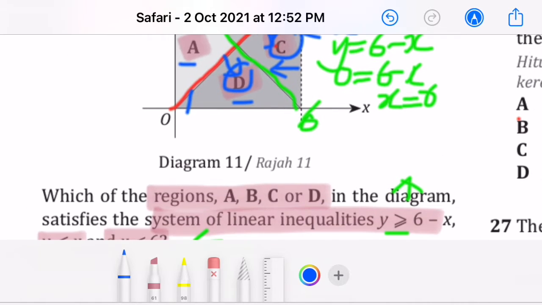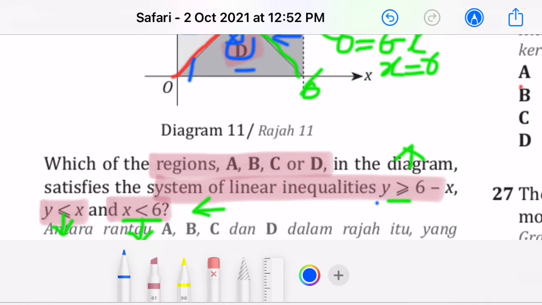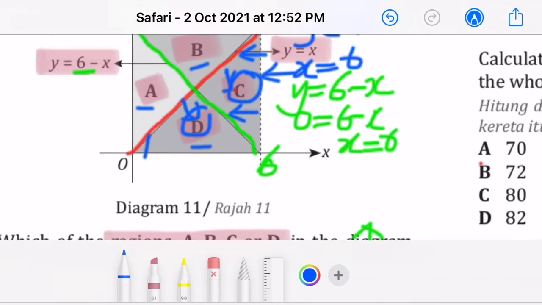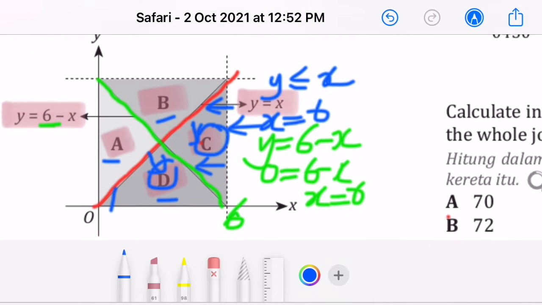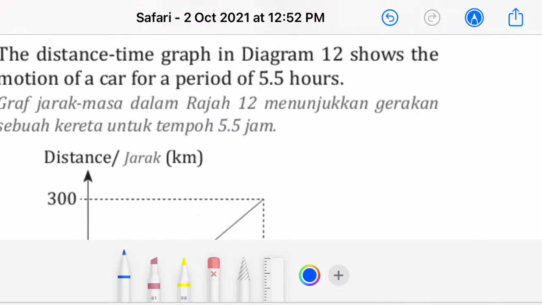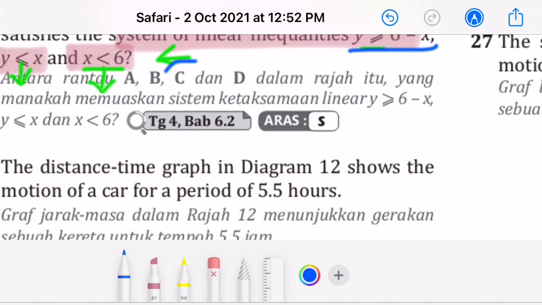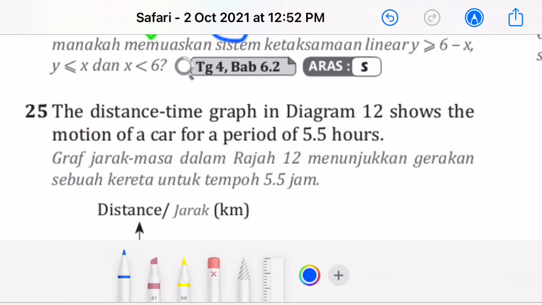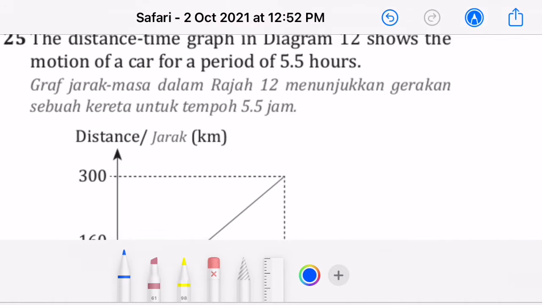And then we have greater than 6 minus x. The line y equal to 6 minus x is here, the green one. So it seems like point C is above. Logically, point C is the answer. Let's circle the answer. Answer C is the right answer. Let's proceed to question 25.